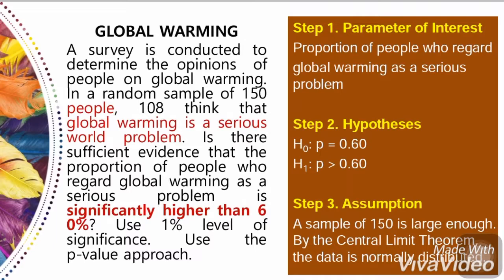Our null hypothesis is the one equal to the population proportion. So we say that P is equal to 0.60. Or in a statement, we say the proportion of people who regard global warming as a serious problem is equal to 60%. Since the question signals significantly higher, it's a one-tailed, right-tailed test, so our alternative hypothesis is P is greater than 0.60.